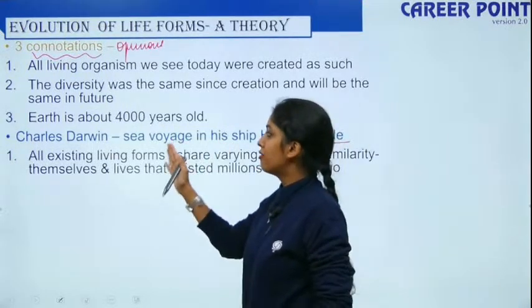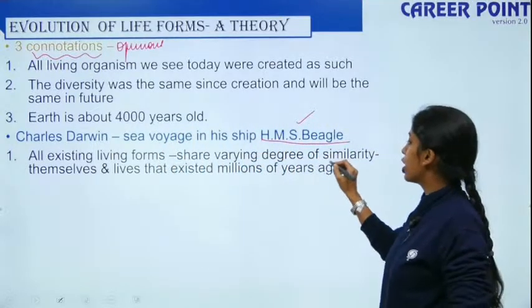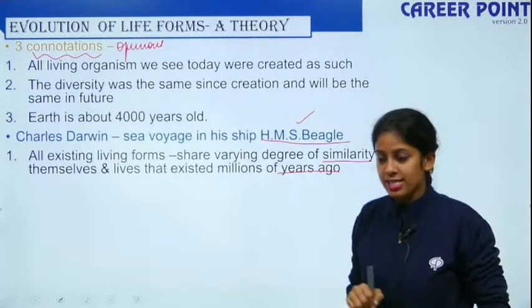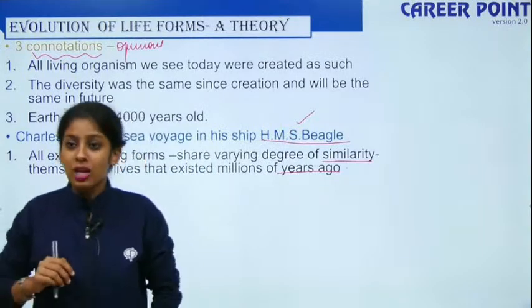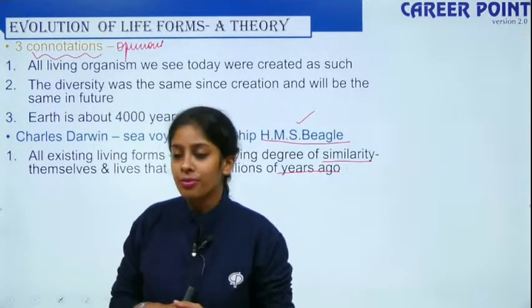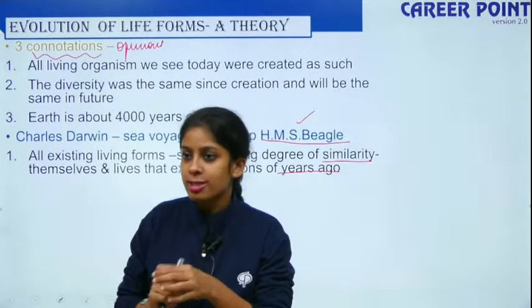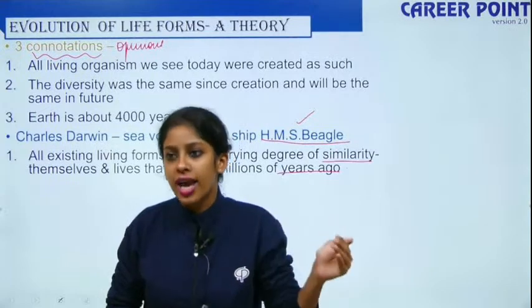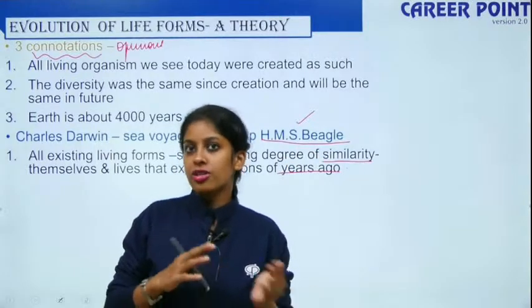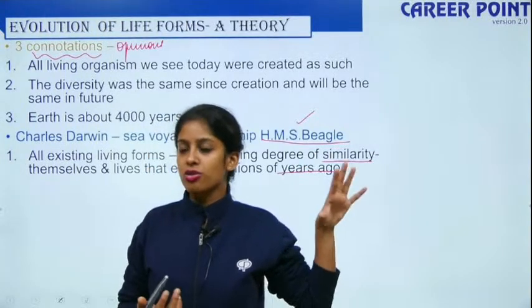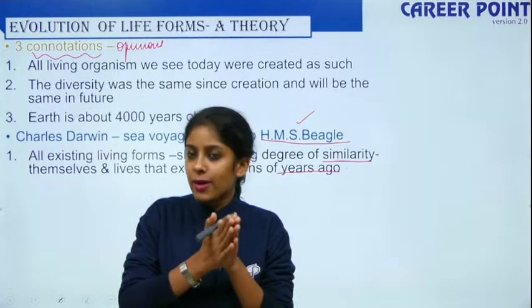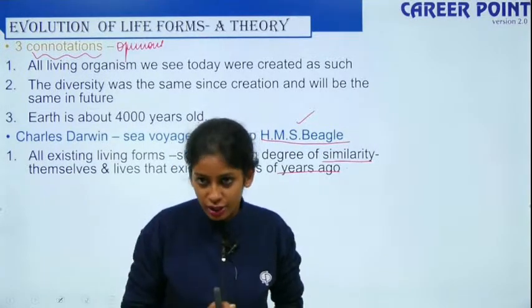So he gave the following conclusions to us. He said all existing living forms share varying degrees of similarity among themselves and with lives that existed millions of years ago. We are humans. Yes, we share some similarity with the dogs and the cows. How? We are all heterotrophs, we all depend on plants for food, so we all have the same type of metabolism happening, right? So we share some similarity between the species that exist right now, and we also share some similarity with the creatures that existed millions of years ago, like the dinosaurs. Inside the body of dinosaurs also you have metabolism. Dinosaurs were also multicellular, right? The Ice Age mammoths also had some kind of similarity with us. So this was his first conclusion, okay?